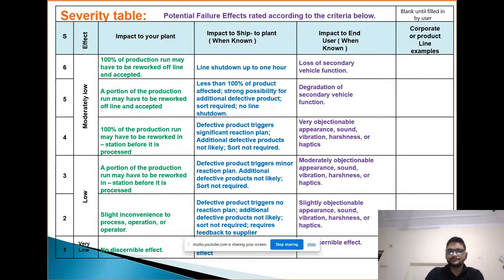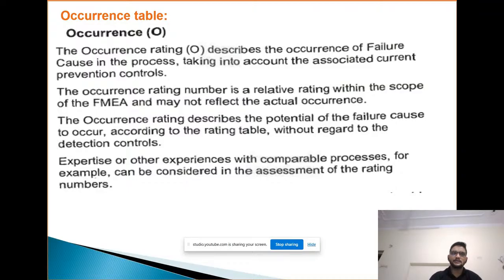In the case of rating 2, impact to your plant is slight inconvenience to process, operation or operator. And impact to ship to plant: defective product triggers no reaction plan, additional defective product not likely, sort not required, feedback to supplier required. And separately, objectionable appearance, sound, vibration, harshness: no discriminable effect at all. Very low in the case of severity 1, no discriminable effect. Now, next is the occurrence table.